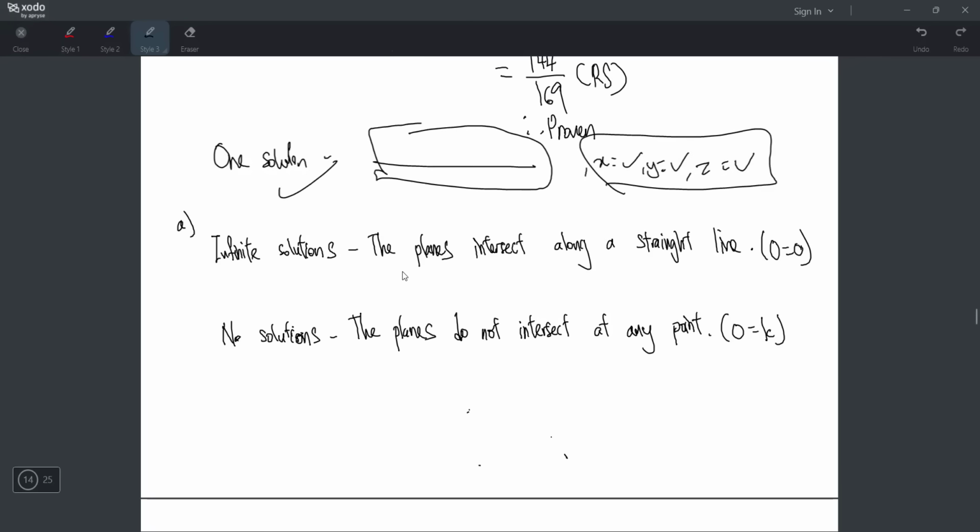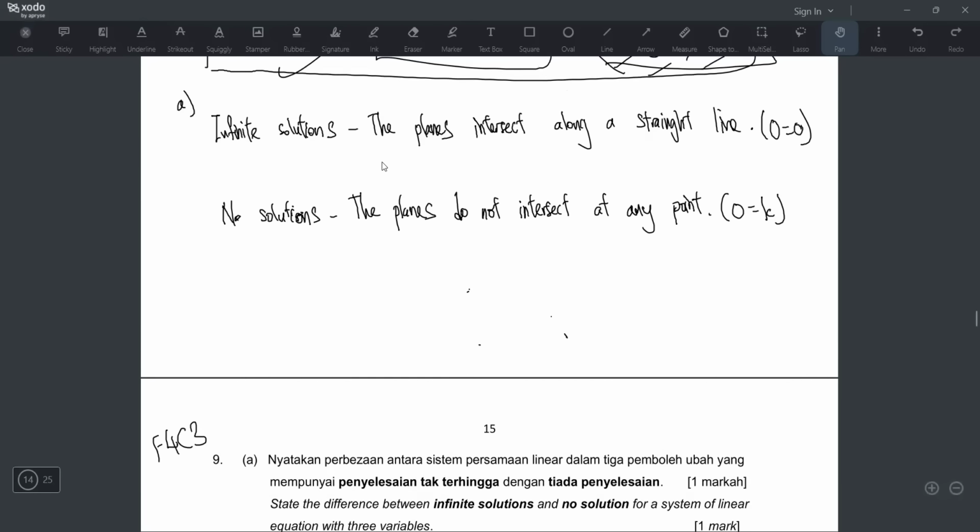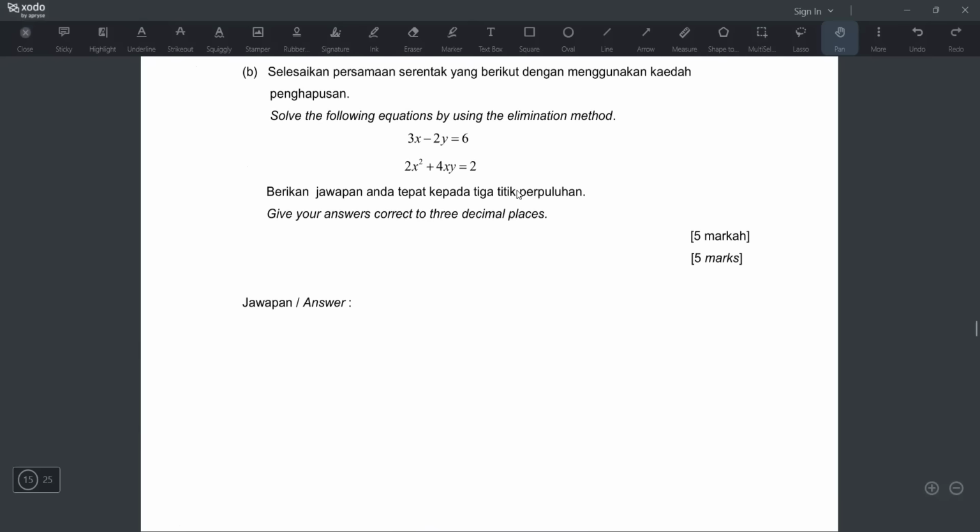Surely in an exam they won't ask a question that has no answer, right? But it has happened, though rare. Usually most of the questions with 3 variables must have an answer, must have one solution. So one solution is when the planes intersect at one point and you'll get x, y, z as one point like that. This question asks for the difference between these two, so I'll just write like that. Hopefully you understand. Let's continue.